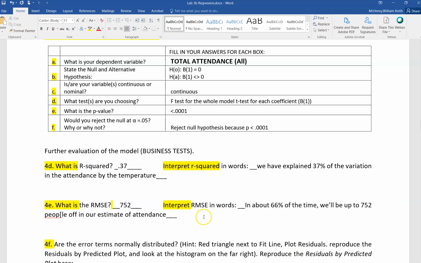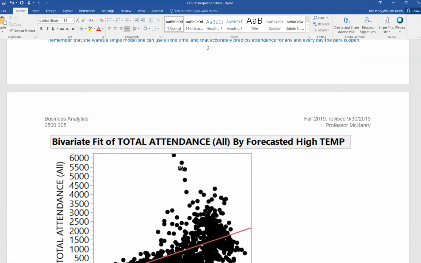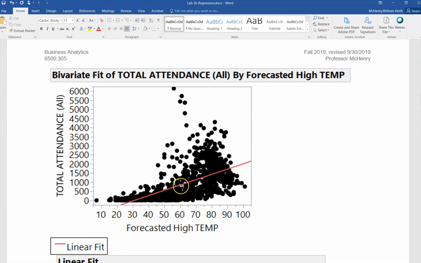And so the definition of RMSE, remember, is the standard deviation of the errors, the residuals. And so this is calculated across the range of predictions we're having. So this is saying that at any given point on the line, if you think about a normal distribution going across this line, across this line, across this line, the standard deviation, or about 67%, would be about 750 on either side of attendance.